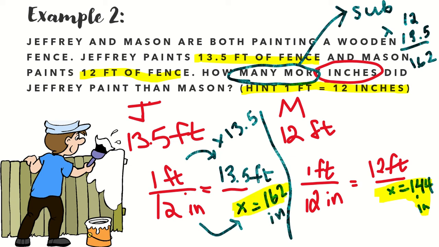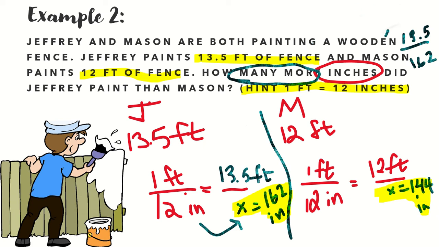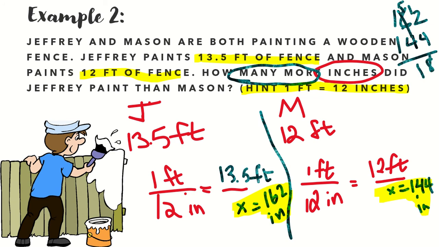Jeffrey, in inches, he painted 162. Mason painted 144. From here, we can do that second step, which was they actually wanted to know how many more inches did Jeffrey paint than Mason. The last step is just subtraction. 162 minus 144 to figure out that difference between the two. 18. Jeffrey painted 18 more inches than Mason. That is our final answer.